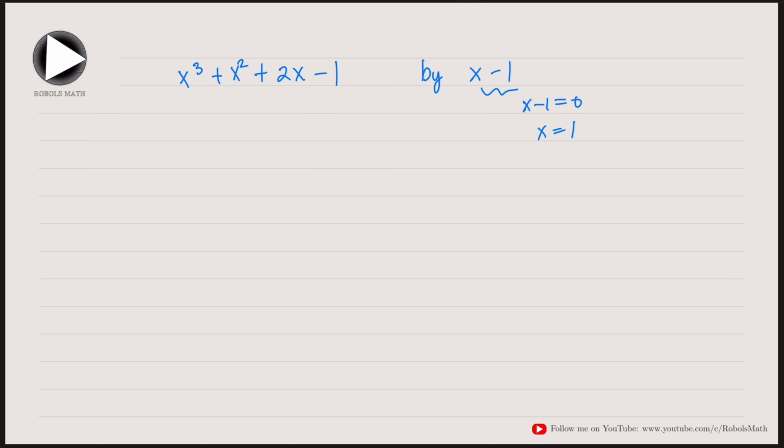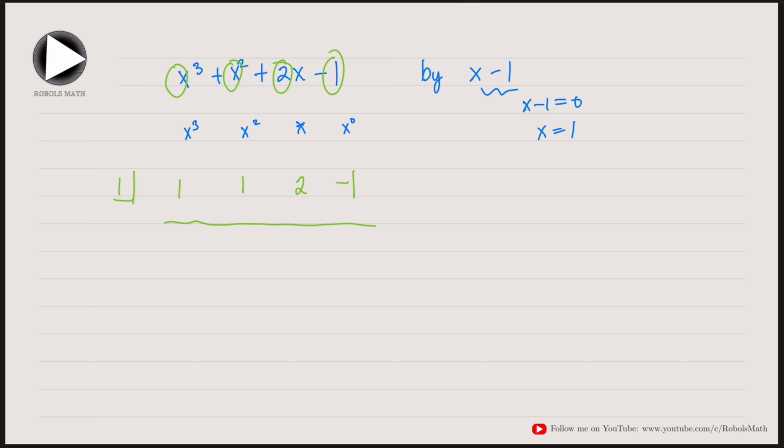And then to use synthetic division, we'll write down the coefficients of x cubed, x squared, x, and x to the 0. And that would be 1, 1, 2, and negative 1. So it's the coefficient of this one, this one, this one, and this one. And then by standard practice, we do it this way. We put the 1 in this way, and then draw a bar here.